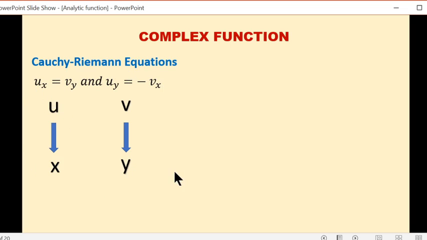If we take the cross derivative, that is the derivative of u with respect to y and the derivative of v with respect to x, then they are negatives of each other. This is one way of remembering it.